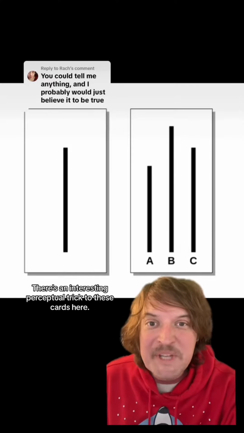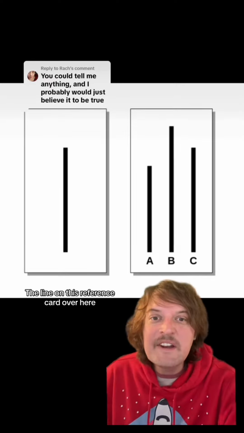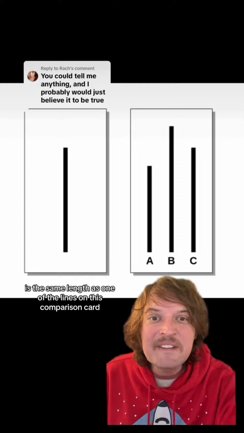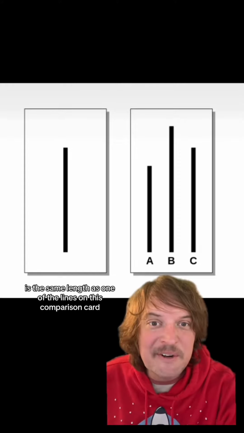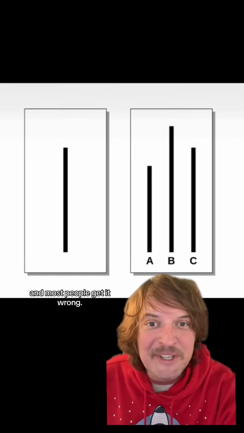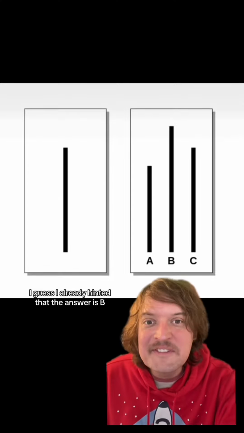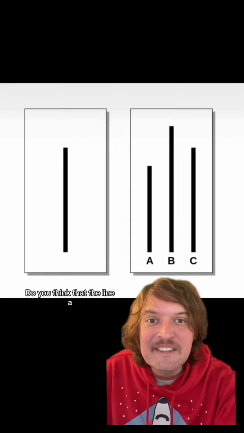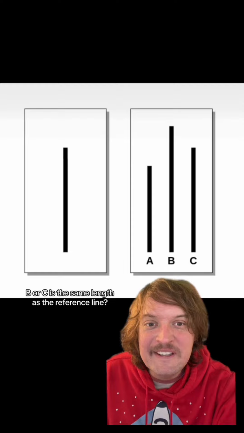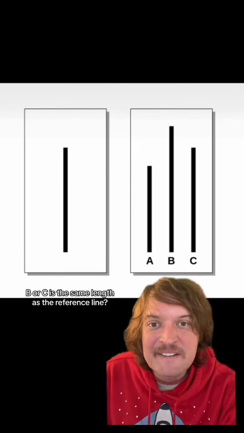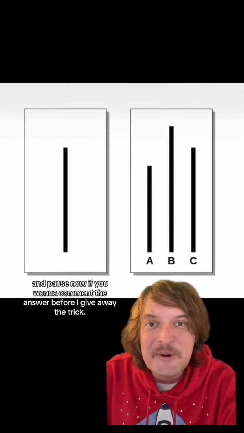There's an interesting perceptual trick to these cards here. The line on this reference card over here is the same length as one of the lines on this comparison card, but it's not the one you think, and most people get it wrong. I guess I already hinted that the answer is B, but what do you think? Do you think that the line A, B, or C is the same length as the reference line? And pause now if you want to comment the answer before I give away the trick.